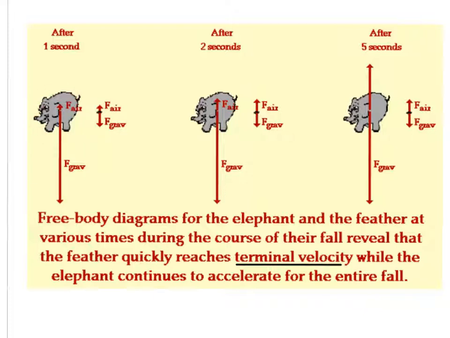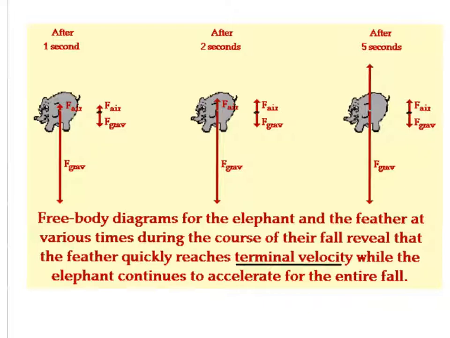And a free body diagram is just a force diagram showing all the different forces that are acting on that particular object. And you can see that the force of the air resistance and the force due to gravity change for the elephant from here to here. We have a little bit more air resistance, a little bit more, yet the elephant never reaches its terminal velocity because the force of the air resistance has not yet become equal to the force due to gravity.